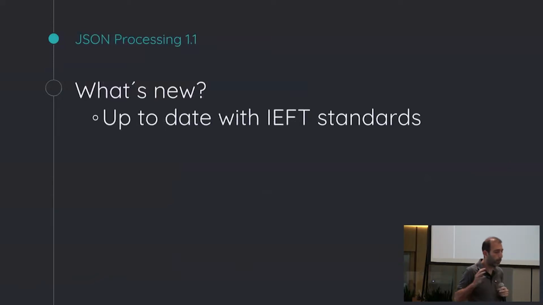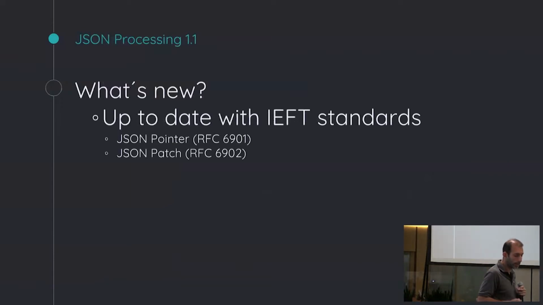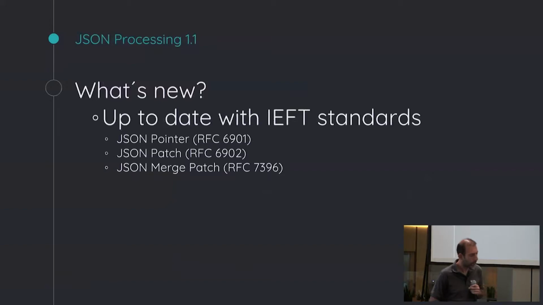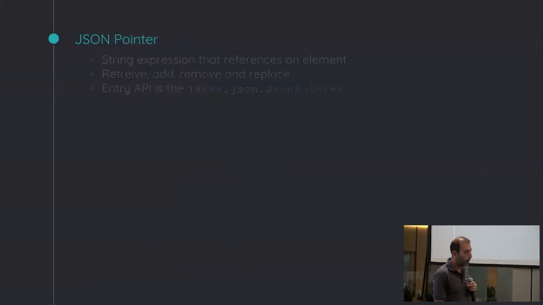This release is a point release, which brings JSON-P up to date with the latest IETF standards, which are JSON pointer, JSON patch, and JSON merge patch.